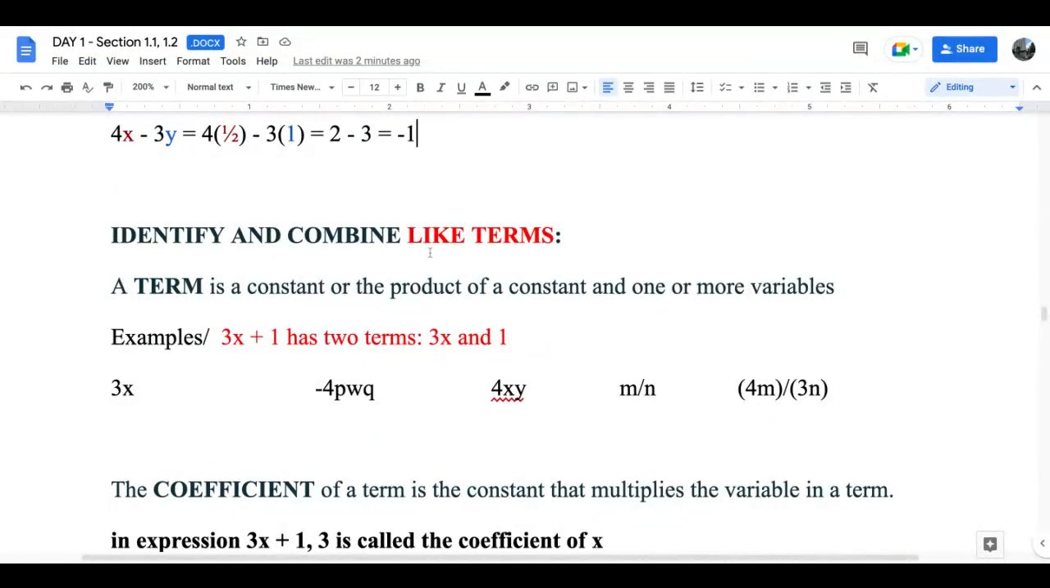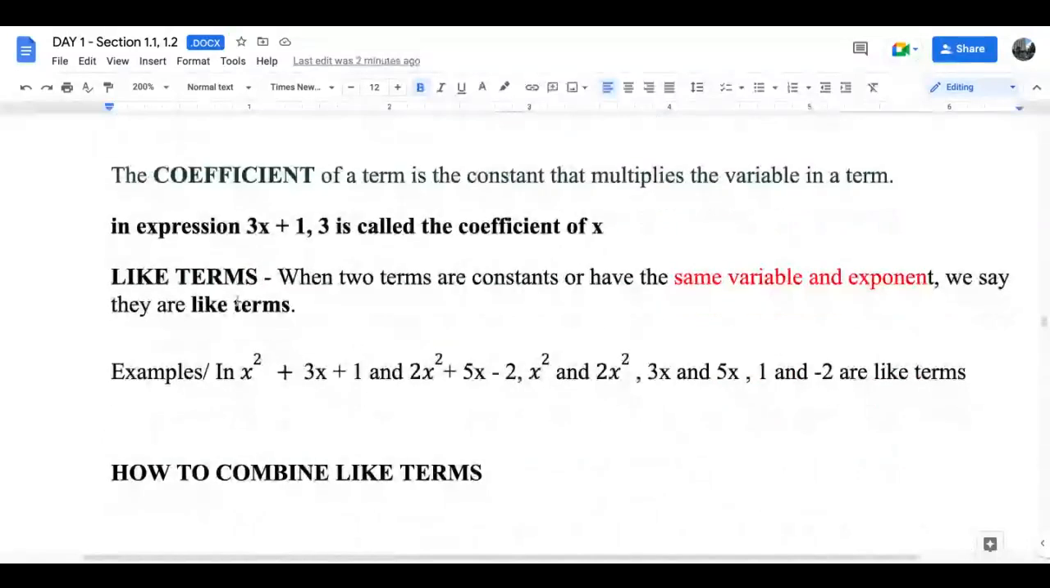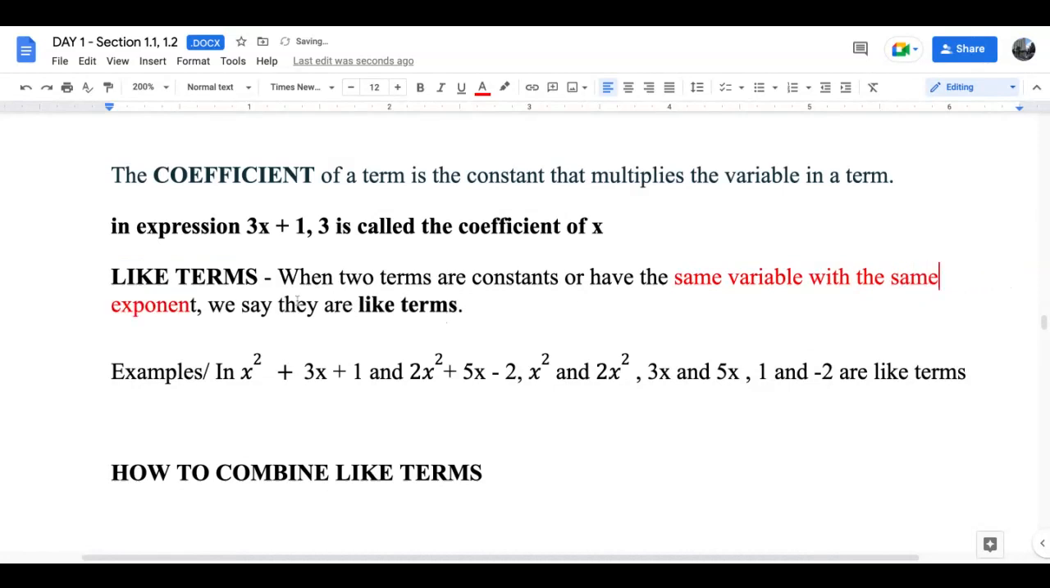And identify and combine like terms. Like terms, what does like terms mean? Like terms means the terms have the same variable and the variable carries the same exponent. So when two terms are constants or have the same variable with the same exponents, we call them like terms.